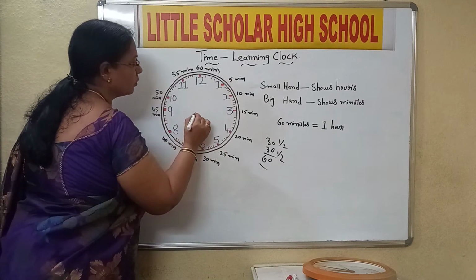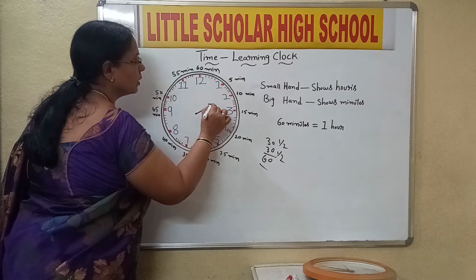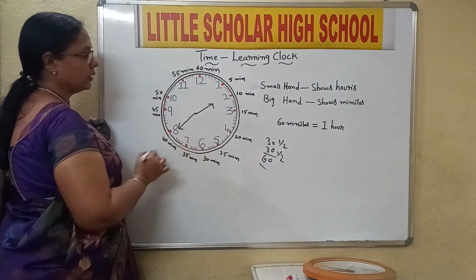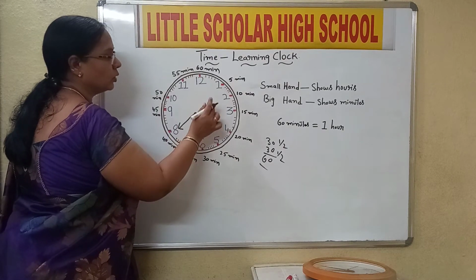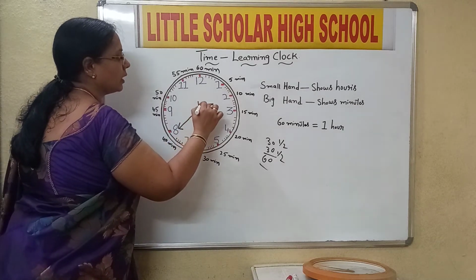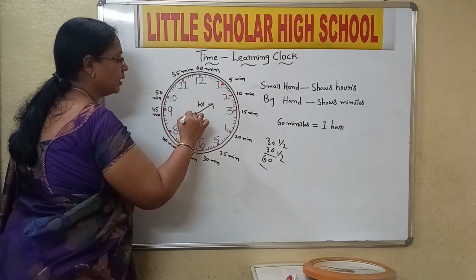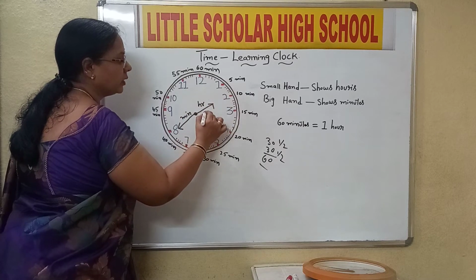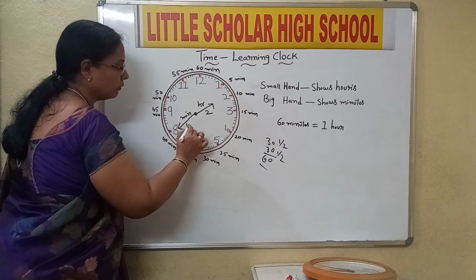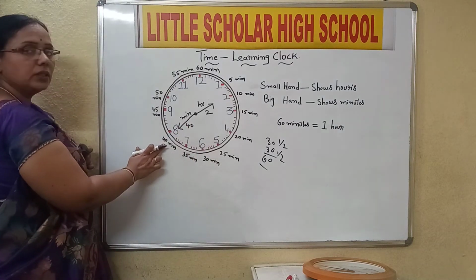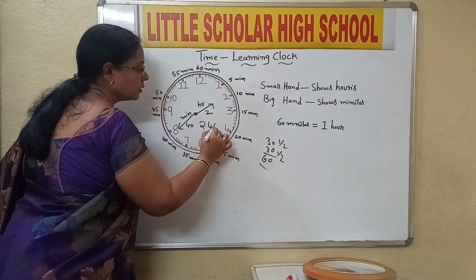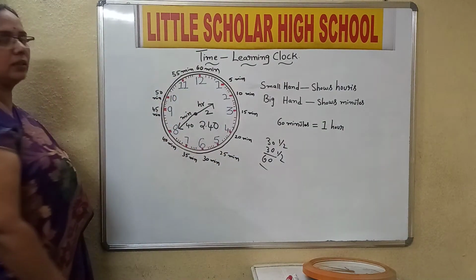Okay, the small hand is on 2 and the big hand is on 8. This is hours, this is minutes. The small hand is showing you 2, and the big hand is showing you 40 minutes. 8 means 40 minutes. So, what is the time? The time is 2:40. Okay, children?